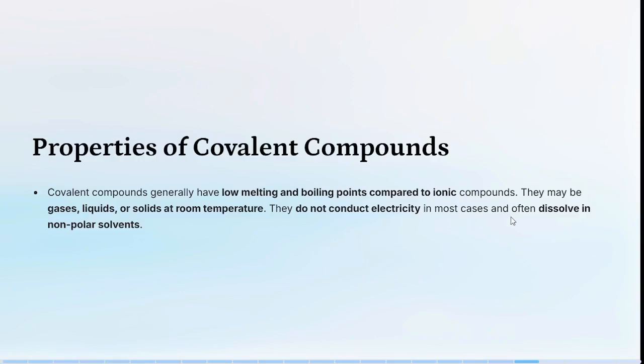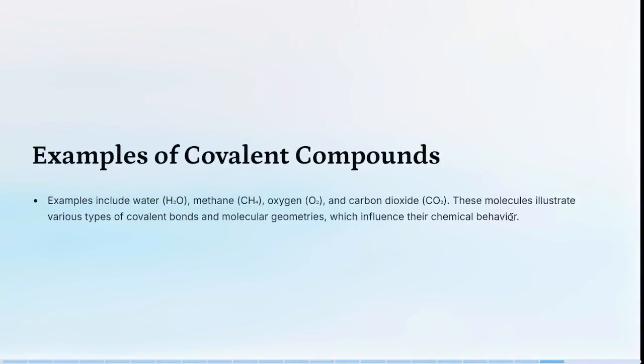So in most cases, they often dissolve in non-polar solvents because they are usually non-polar. The majority of covalent compounds are usually non-polar. Some of them are polar, as I mentioned in the previous slide, but most of the time you would see covalent compounds to be non-polar, and they will dissolve in non-polar solvents. Examples of covalent compounds are water, methane, oxygen, and carbon dioxide. These molecules illustrate various types of covalent bonds and also molecular geometries which influence their chemical behaviors.